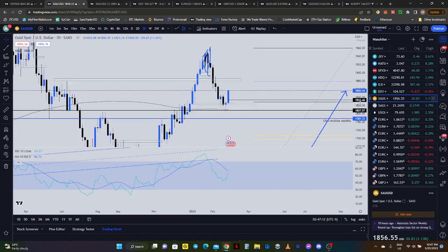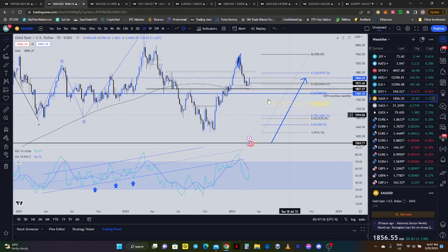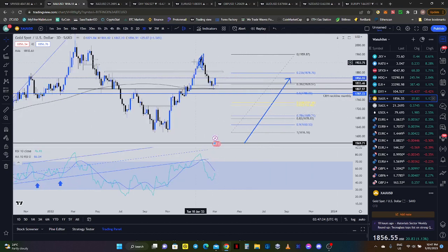All right, so gold currently looking bullish with that retest, flipped to support. So at the minute, looking for correction and buy setups.